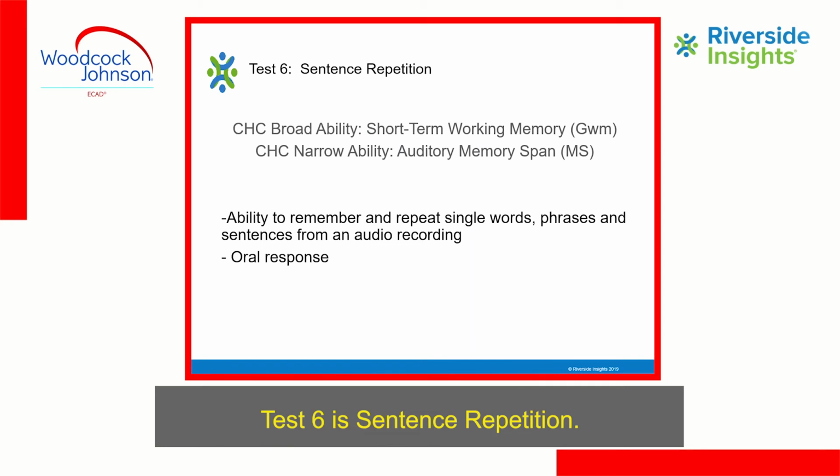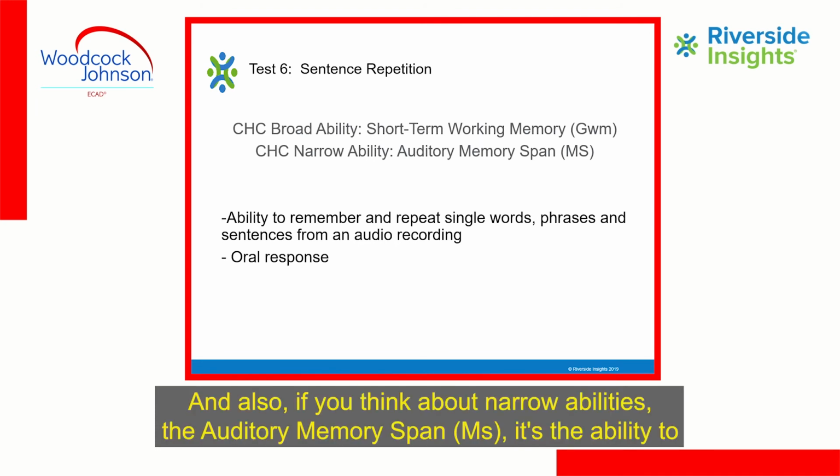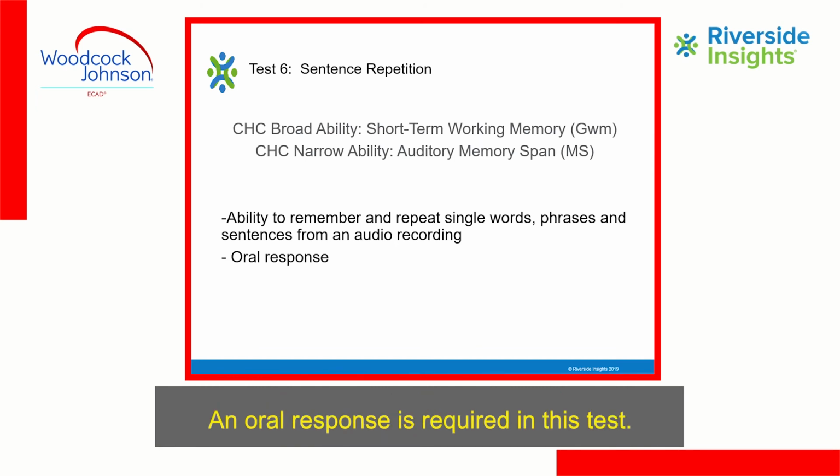Test 6 is sentence repetition. The CHC broad ability that we're looking at within this area is short-term working memory. And also, if you think about narrow abilities, the auditory memory span. It's the ability to remember and repeat single words, phrases, and sentences from an audio recording. An oral response is required.